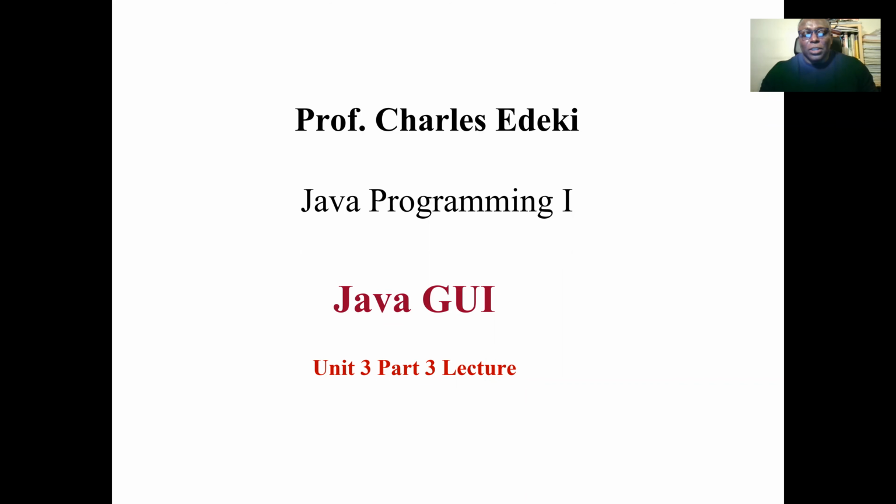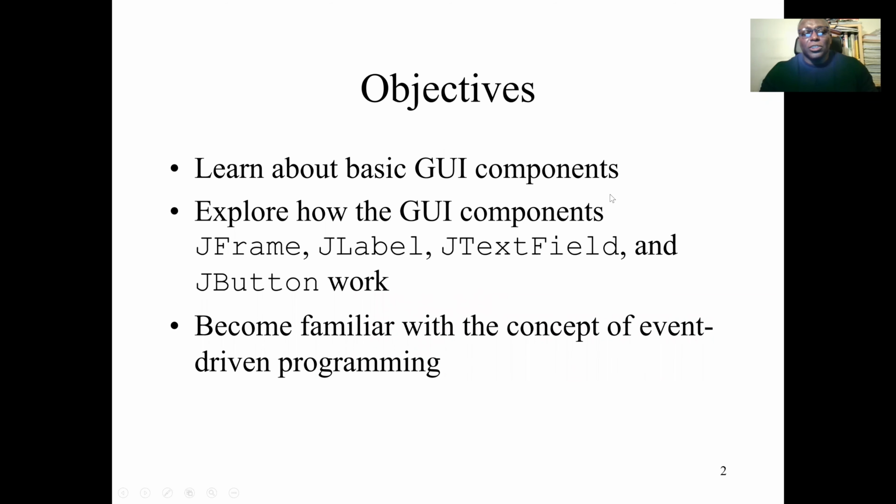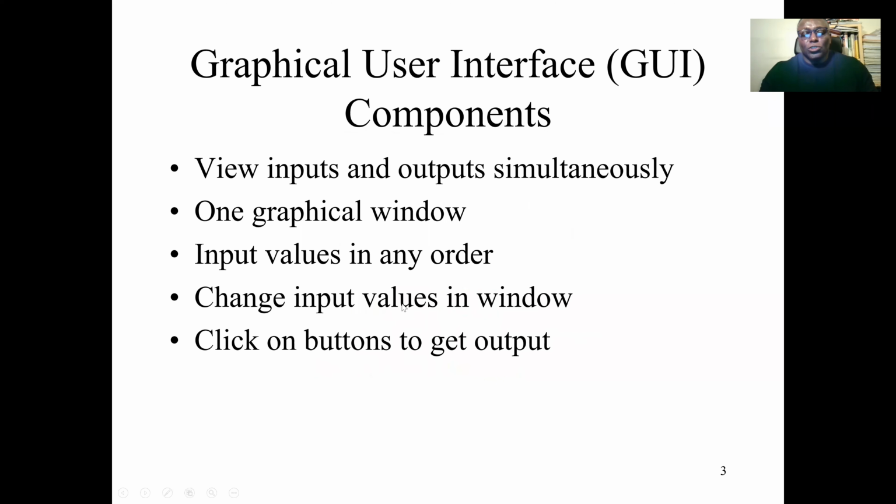This is the second part of our Java Graphical User Interface, also called the GUI. Our main objective in these lectures is to learn about the basic Java GUI components, such as JFrame, JLabel, JTextField, and JButton. And also, we should become familiar with event-driven applications.